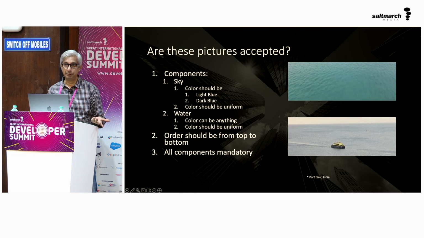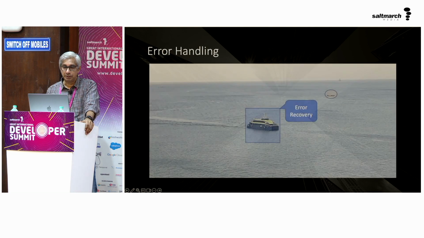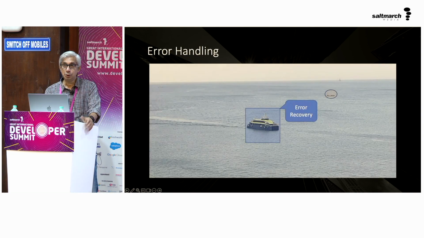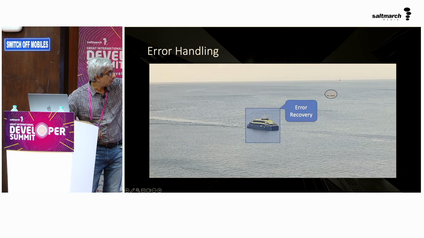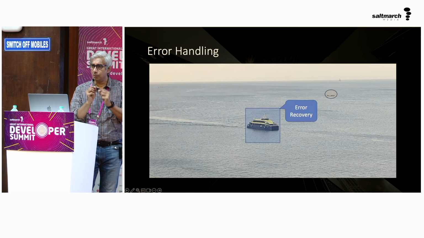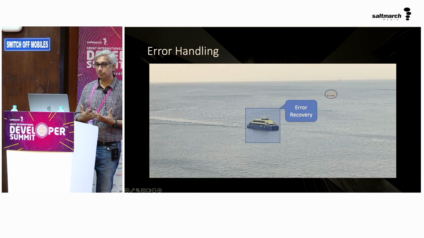It is not accepted, right? Because the first picture does not have one of the components, and in the second picture there is a boat, which makes it non-uniform. So this boat is like an aberration. If you look at a small thing, that's like missing a semicolon. It's a small error. And this is like missing some big type or something like that.